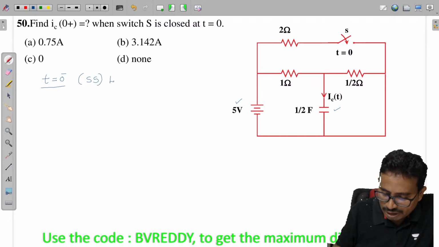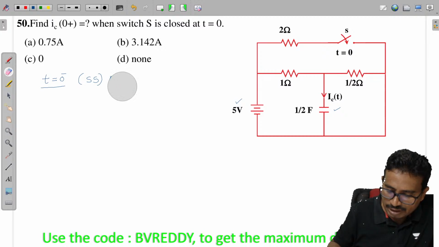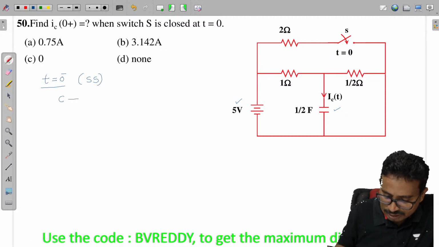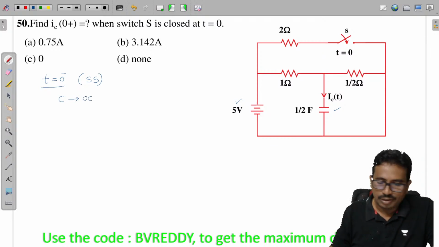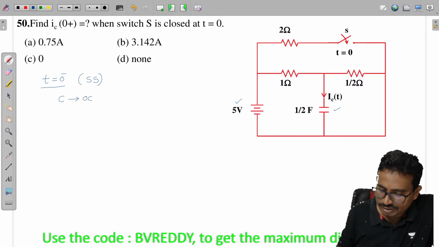So in steady state, we have only the capacitor now. My capacitor will behave as what, you tell me? The capacitor will behave as an open circuit. Now draw the circuit at t is equal to 0 minus, which is open.